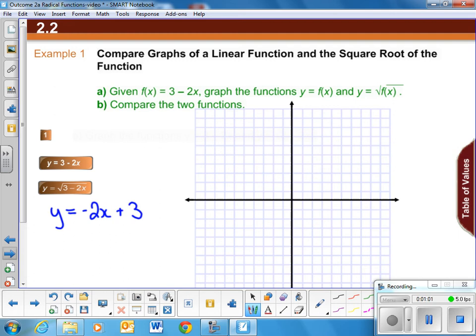So graphing this function, I have a y-intercept of positive 3 and a slope of negative 2. So that means down 2 over 1 to get to each of the next points. Let's draw a nice straight line, hopefully to connect those.